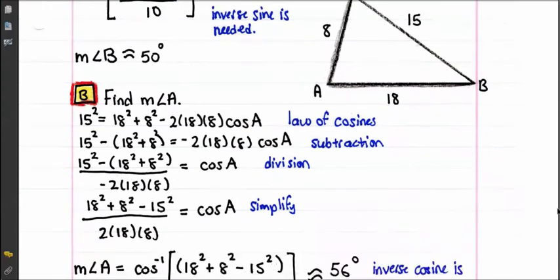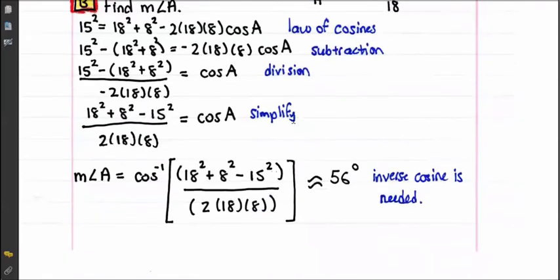Now, I could start plugging things into the calculator here, but I'm not going to. I'm going to keep things in their simplest form. So I'm going to subtract 18 squared and 8 squared to the other side. And that gives me 15 squared minus 18 squared plus 8 squared. I divide both sides by -2 times 18 times 8. And so that gives me the numerator divided by -2 times 18 times 8.